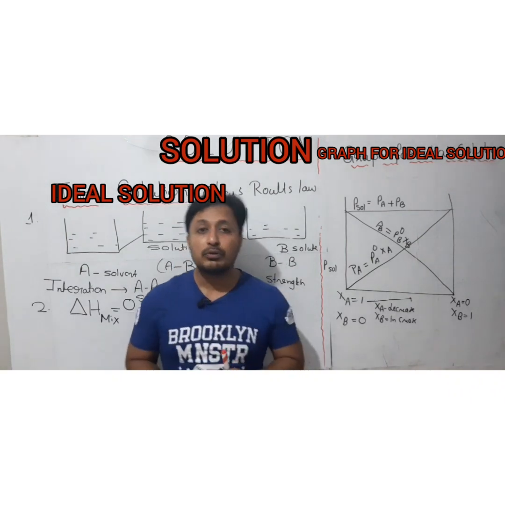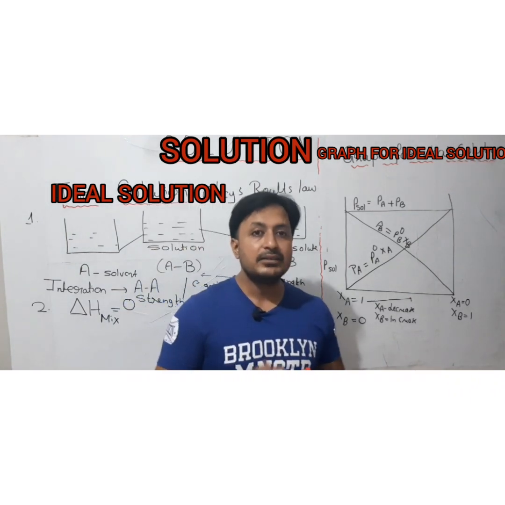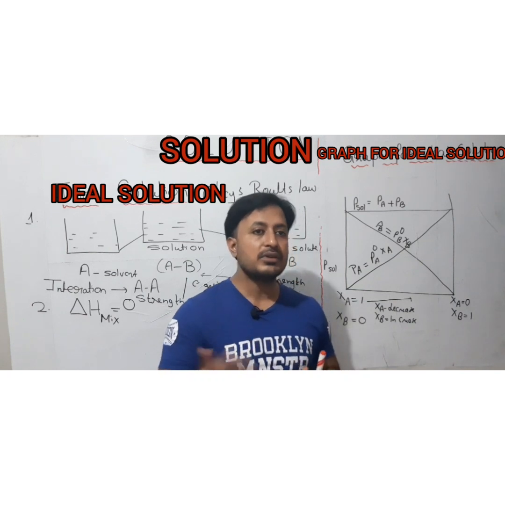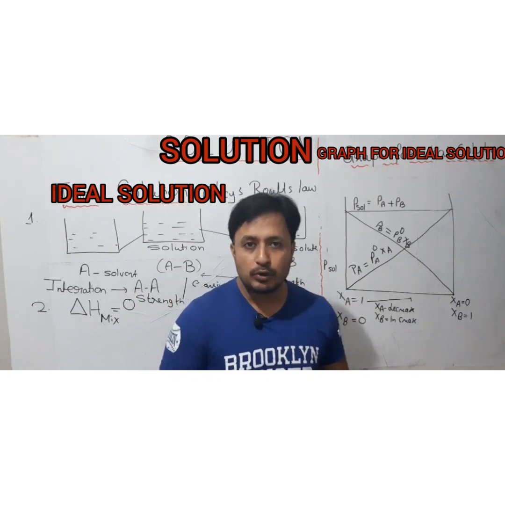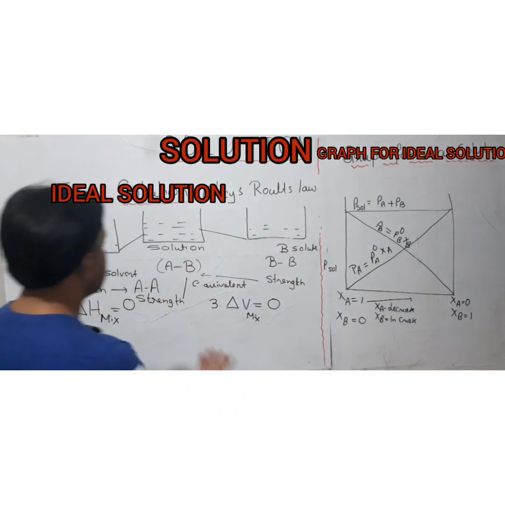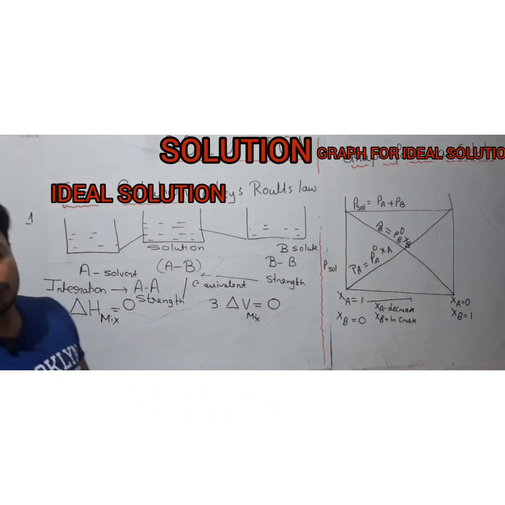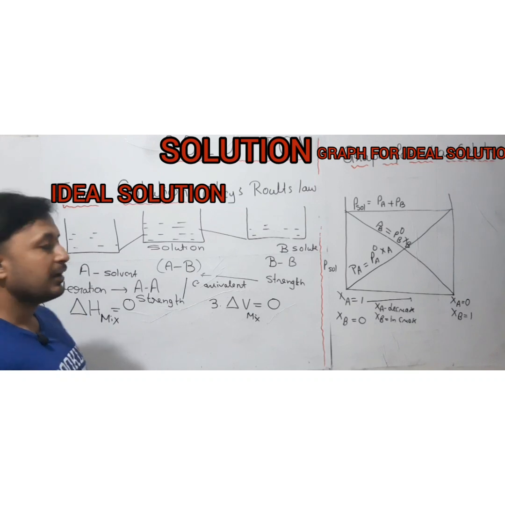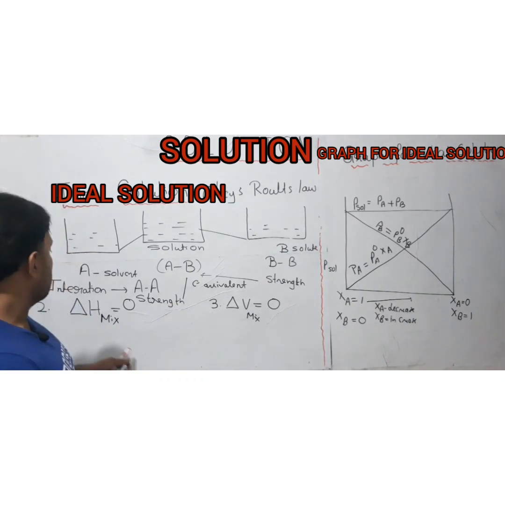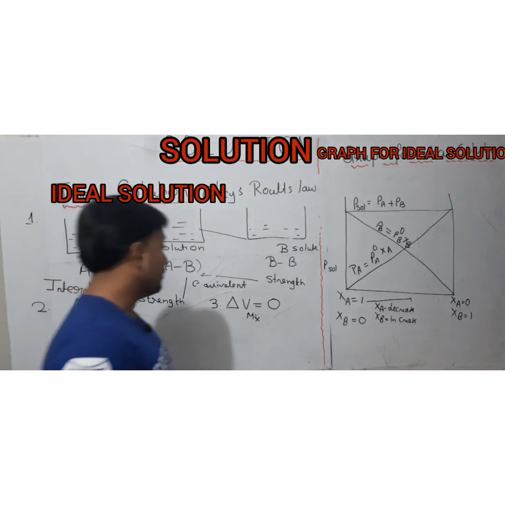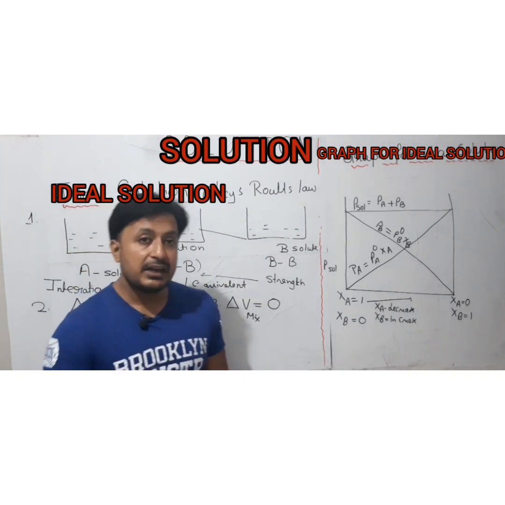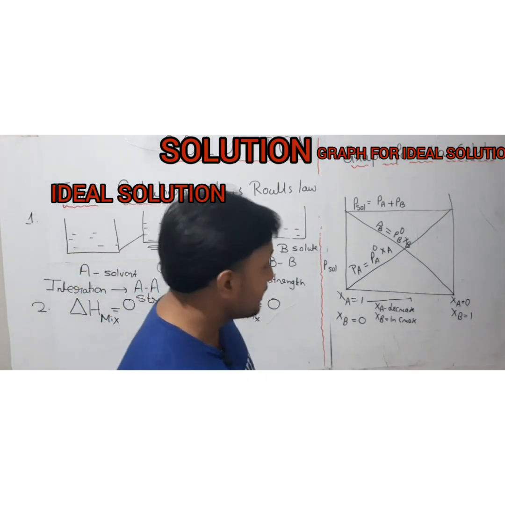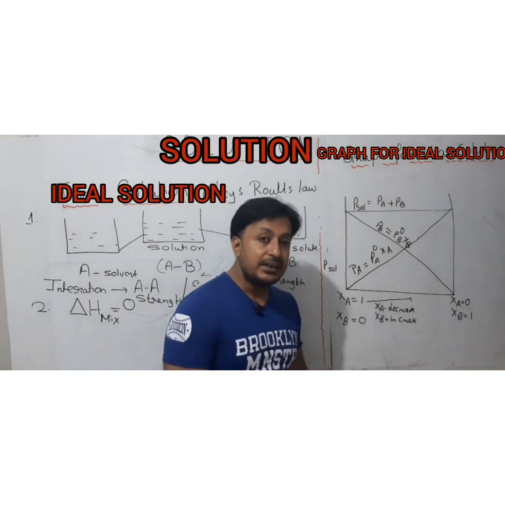But we all know that no ideal thing exists. There is always a deviation from that. Whenever you prepare a solution, maybe the interaction is going to have greater strength or a weaker strength, or the enthalpy of mixing may be something else, or the volume of mixing may also change. So there is no ideal case that exists. This is the case for the ideal only.